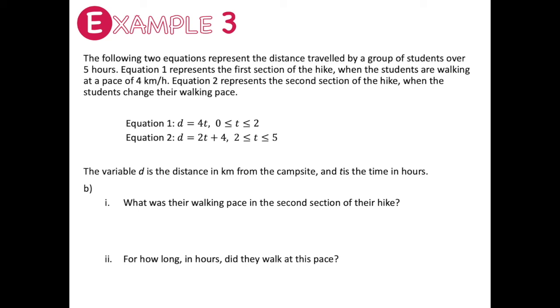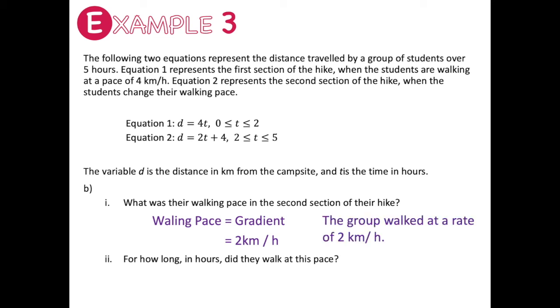So moving on to part B of the example, what was their walking pace in the second section of the hike? So we're now looking at equation 2, and the walking pace is going to be the gradient. Going back to my equation of d equals 2t plus 4, my gradient is going to be 2. So that means they were walking at 2 kilometers per hour for the second section of the hike.